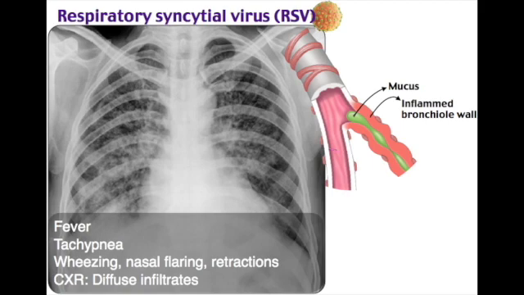Nasal washing using monoclonal antibody testing is also diagnostic, and pulse oximetry is the single best indicator of disease in children. So that's important. Pulse oximetry is the single best predictor of disease in children.